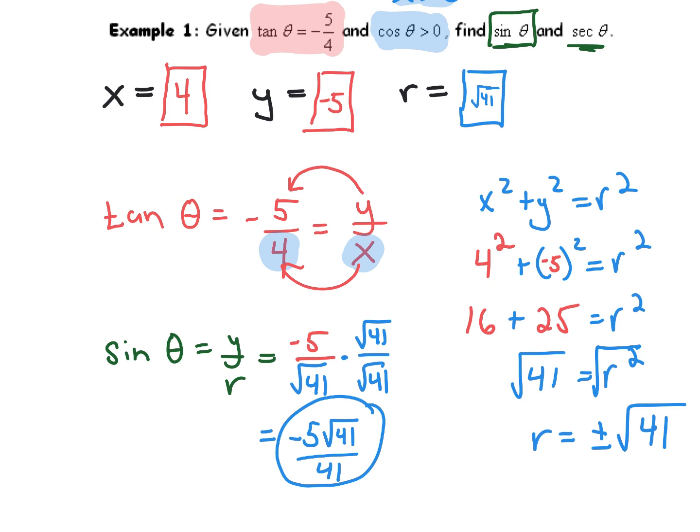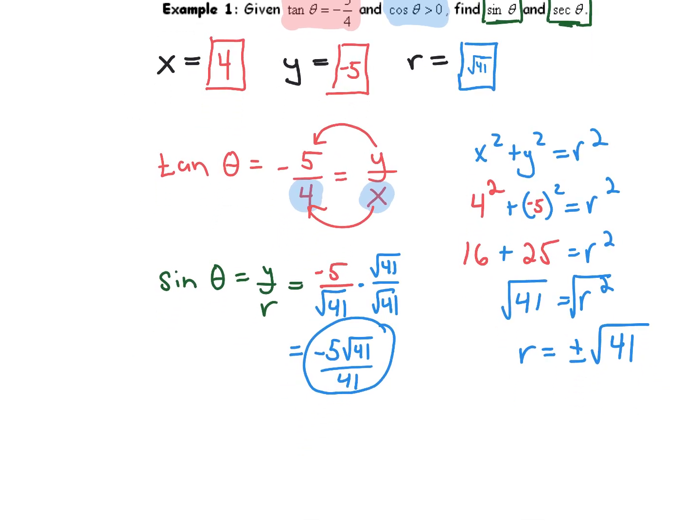Okay, wait, we're not done. We gotta find secant. All right, I need some help. Does anybody remember the formula for secant? Secant is your reciprocal of cosine. Isn't it like r over x? Yeah, sure is. Good job. Secant is r over x. If you think back to the chart in 1.4 part 1, secant is for sure r over x. So in this case, r is the square root of 41 and x is 4. So that's it.